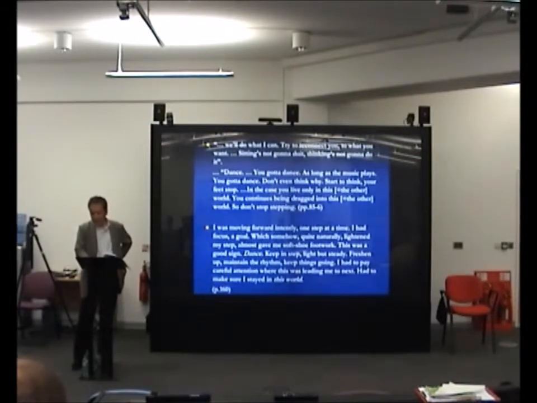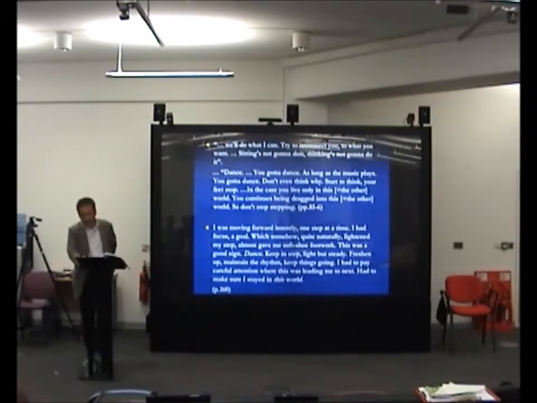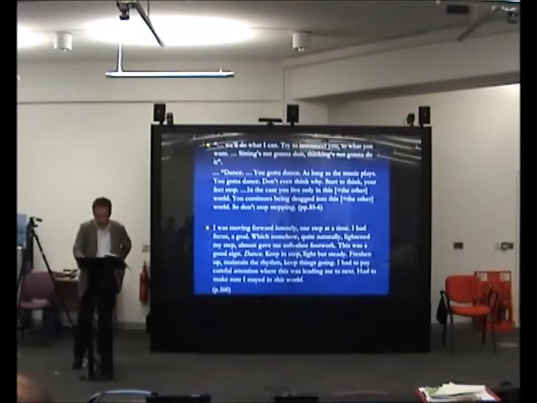And he should drive himself to do something, to go forward step by step, or live here and now, which is symbolized in dance. He says, I'm moving forward intently one step at a time. I have focus, goal, which somehow quite naturally, lightening my step, almost gave me soft shoe footwork. This was a good sign. Dance, keeping step, light but steady. Freshen up, maintain a rhythm, keep things going. I had to pay careful attention where this was leading me to next, and to make sure I stay in this one. Now, let's see Hard-Boiled Wonderland and the End of the World. The protagonist leaves.